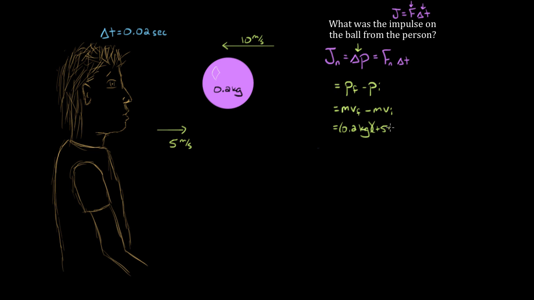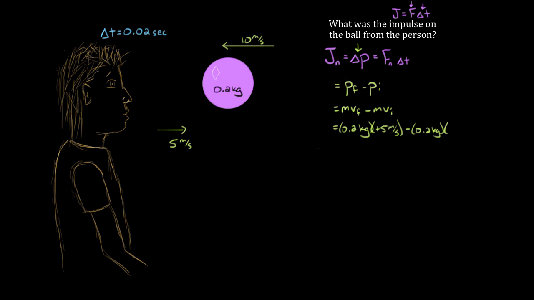Positive 5 because it's moving to the right. And I'm going to assume rightward is positive. And then the mass is 0.2 again, so 0.2 kilograms. My initial velocity is not 10. Look at this, it is 10 meters per second to the left.